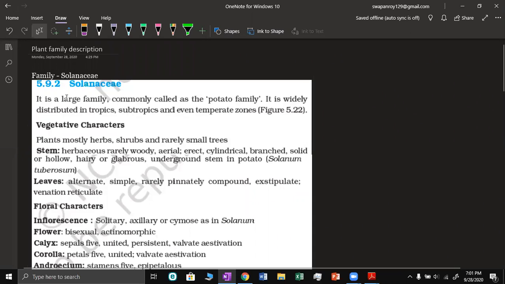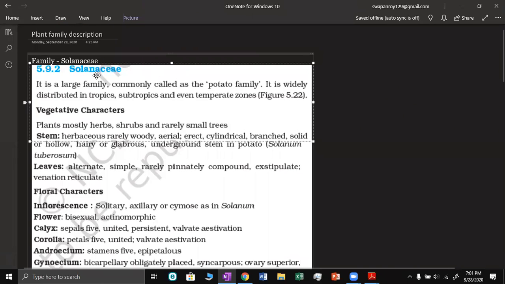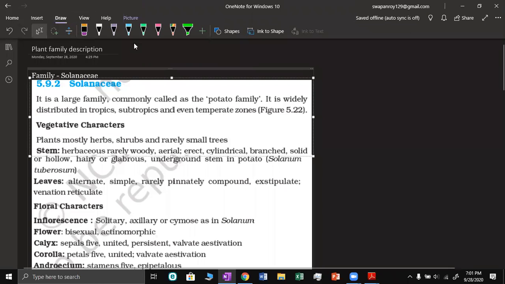So we are starting. Okay, yesterday in that class we have finished the plant morphology portion. Is it plant morphology? Plant morphology we have finished.